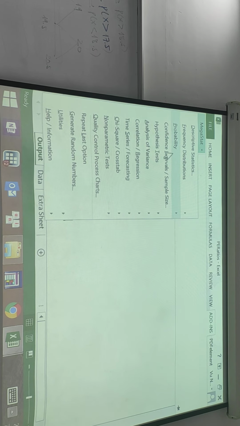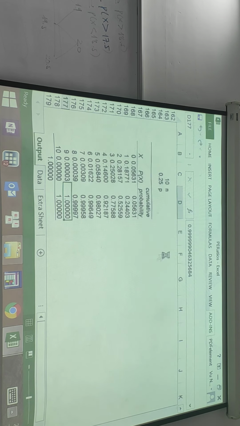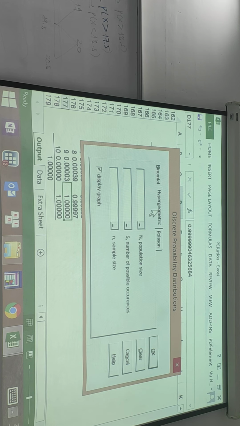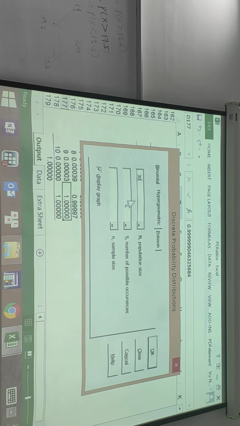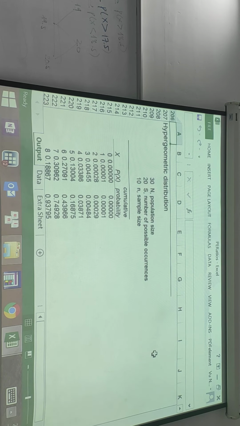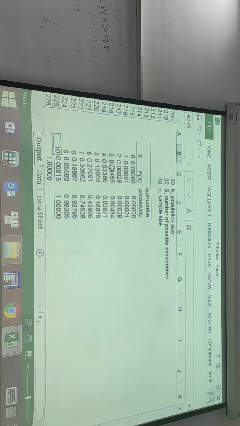Now we have another probability: the hypergeometric. Let's say in your class we have 30 students, and of the 30 students we have 20 female. Then I select 10 students. This provides you the probability that I have no female, 1 female, 2 female, 3 female, etc., up to 10 female. Get that? And this is a cumulative.